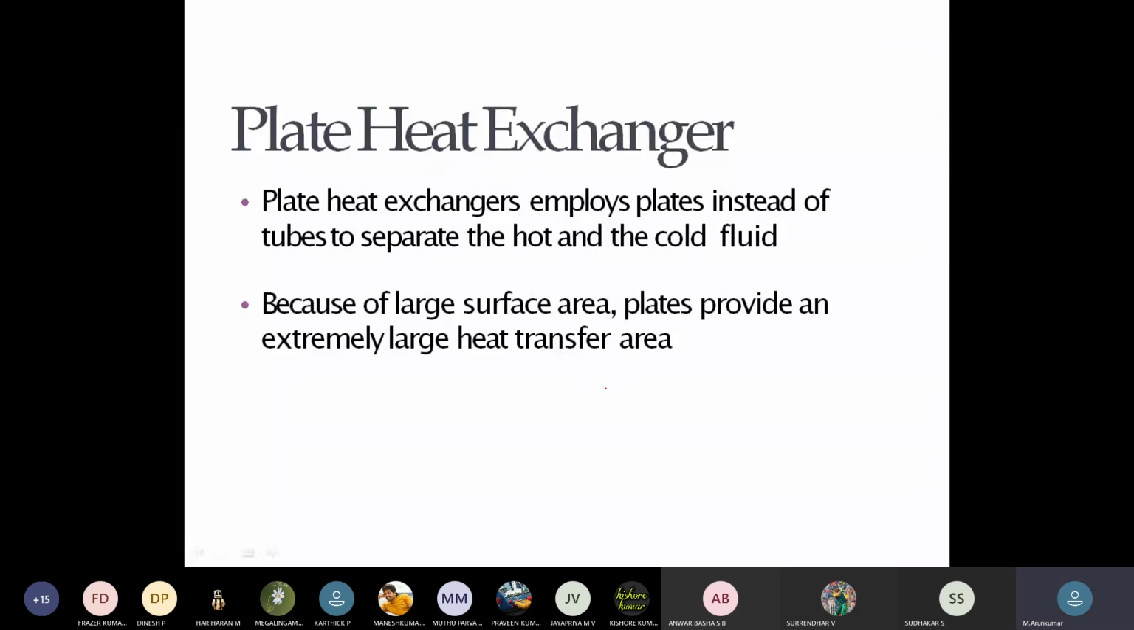Then we have another type, which is called the plate heat exchanger. Like the tube and shell heat exchanger, the main purpose of the plate heat exchanger is also to transfer heat. Instead of tubes, we use plates to transfer heat because the plates have more surface area. A plate heat exchanger employs plates instead of tubes to separate the hot and cold fluid. Because of the large surface area, plates provide an extremely large heat transfer area. So we need more surface area to transfer heat, that you know very well.